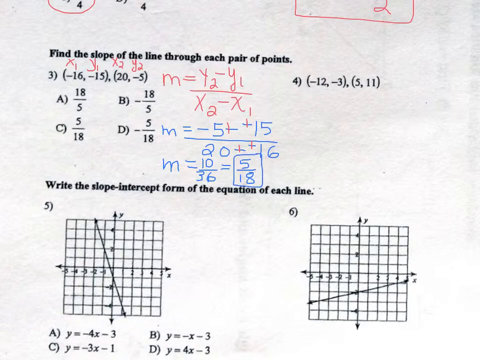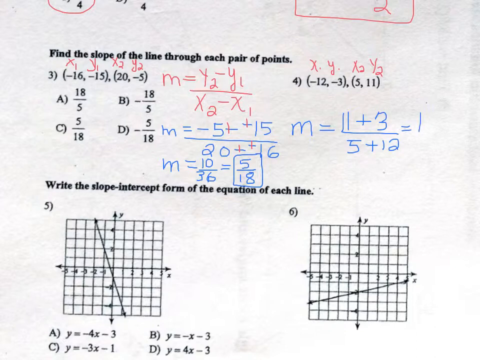Same thing happens in number 4. You label your points first: x1, y1, x2, y2. So you put it into the formula. The answer here would be 11 minus -3, which is +3. And then it's 5 minus -12, so it's +12. When you combine the numbers, you get 14 over 17, and you cannot reduce it, so just leave it like that.